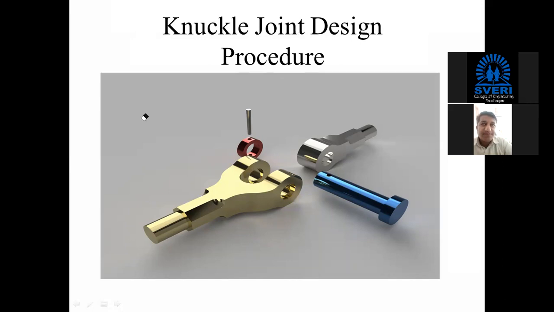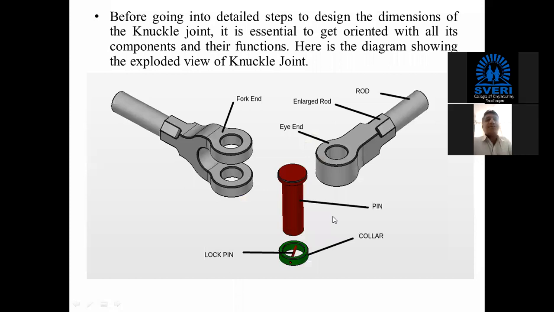Is it clear? Yes, sir. Okay. So now one by one we'll see. First of all, we'll see the total parts which are used in this knuckle joint. Already I have told you this is the fork. First of all, this is the rod through which the force is transmitted. It is transmitted to this double eye, or it is called the fork.